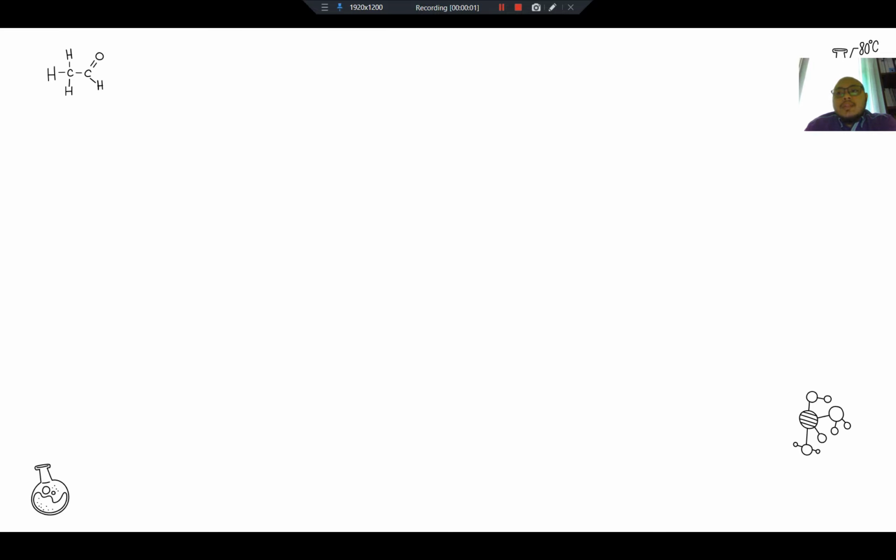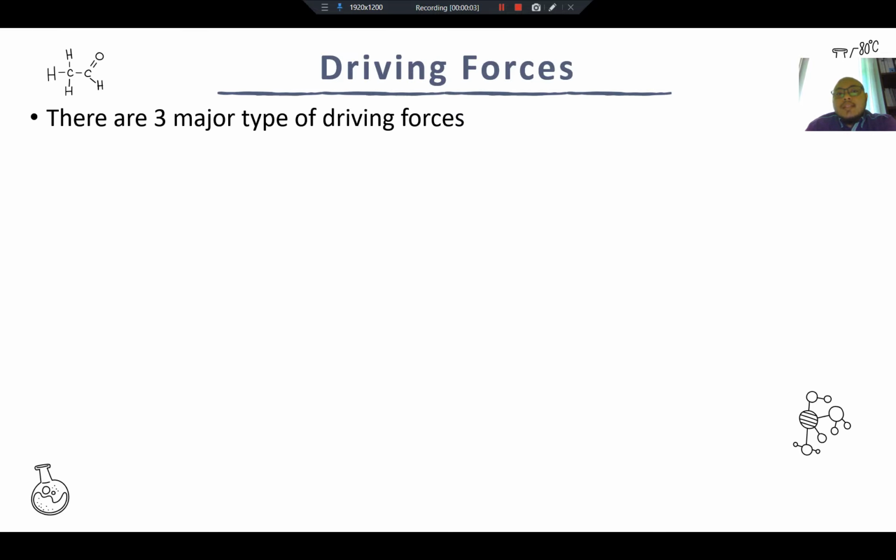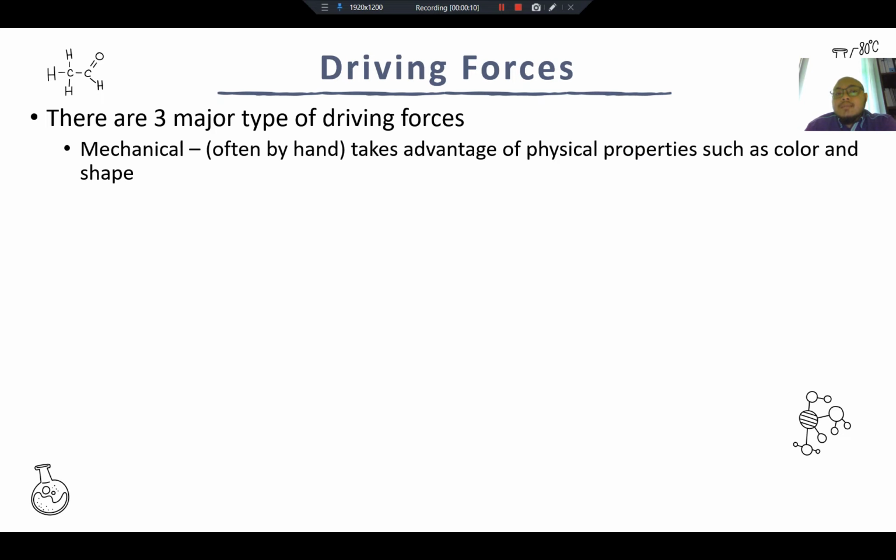Okay, now let's do some recaps on the driving forces. There are three major types of driving forces. Where is it? Wait. There are three. Okay, the first one is mechanical, often by hand. Take advantage of physical properties such as color and shape. Okay, we use our hands, like this. Okay, we try to separate the red from the black and the brown. Brown chocolate. This is chocolate, not berries.